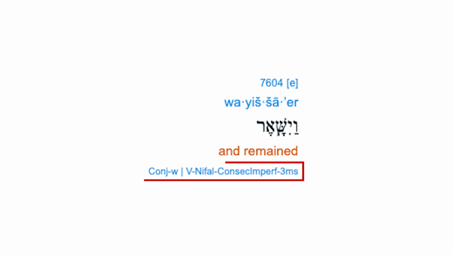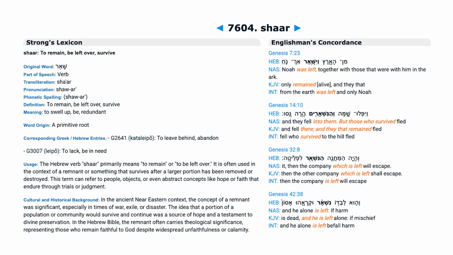Here we have a conjunction with a vav. The verb is nif'al imperfect, third person masculine singular. You don't have to know all that; I'm just telling you that's what it is for those of you who know the Hebrew. But that's not important. What's really important is up here on the top. You click on that number, and it takes you to Strong's Concordance. So we'll go to Strong's Concordance.